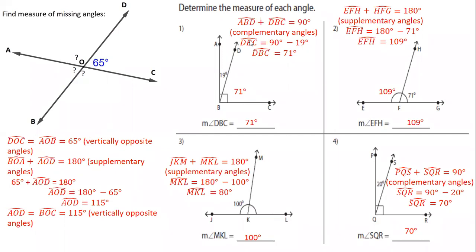So what do we mean by complementary angle? If we add the measure of ABD plus the measure of DBC, their sum is how much if they are complementary? 90 degrees. Yes, 90 degrees. So if I subtract 90 minus 19, I will get this angle, which is 71 degrees, okay? Yes. Did you get this, Aya? Yes. This is very important.